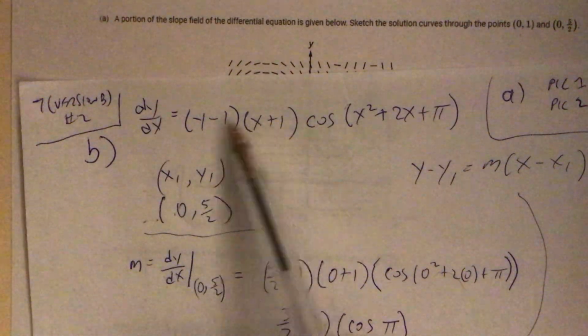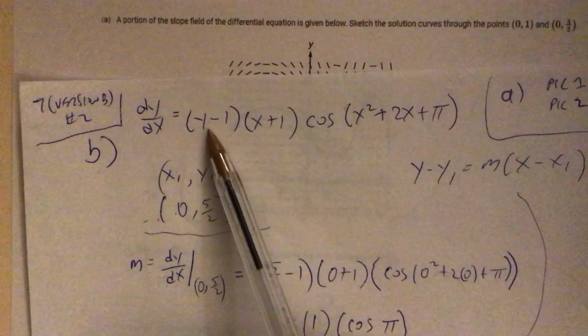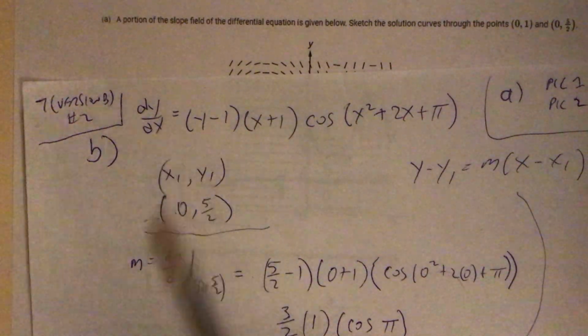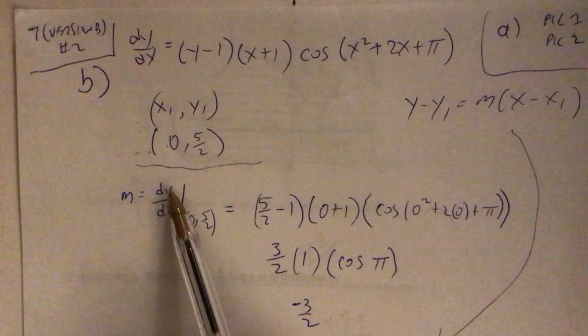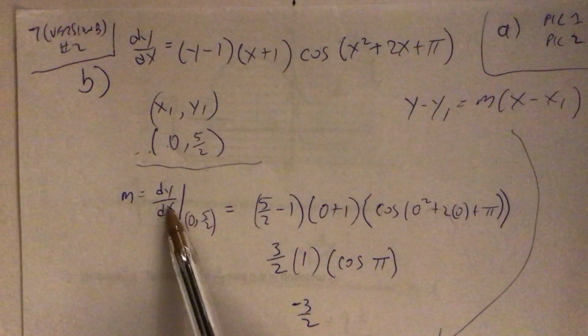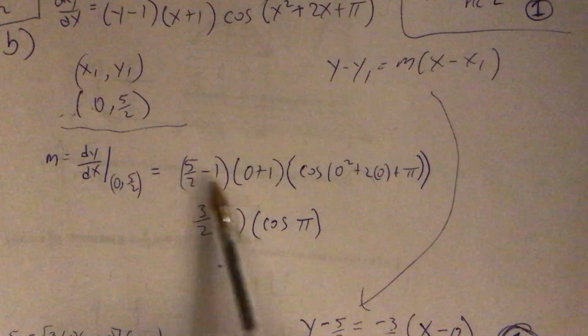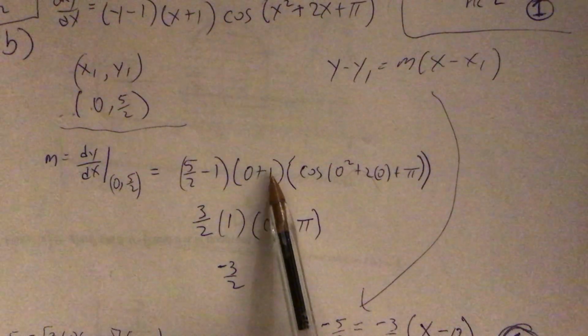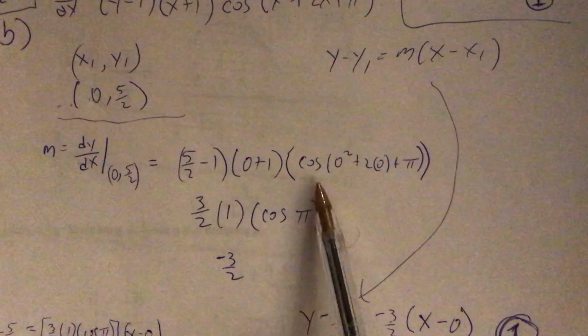The derivative has x and y's in it. If you plug in x and y, you'll find out what the slope is, and then you'll be able to fill it into the line. So basically, what's the slope? It's the derivative at that spot. What's the derivative at that spot? We'll plug in 5 halves for y and 0 for x, and then just go through and solve this down.